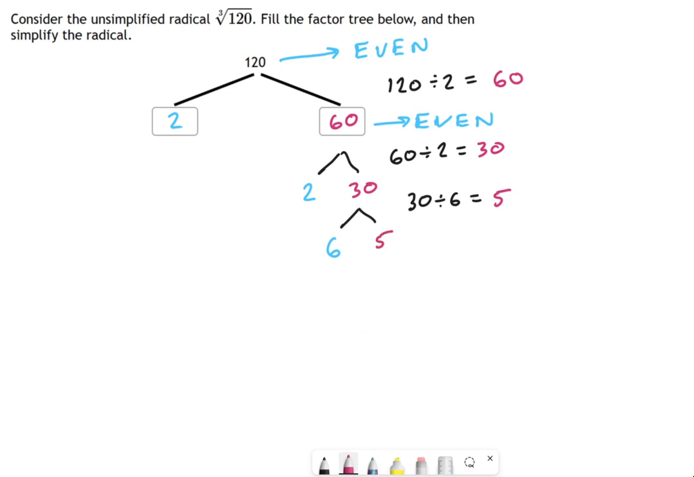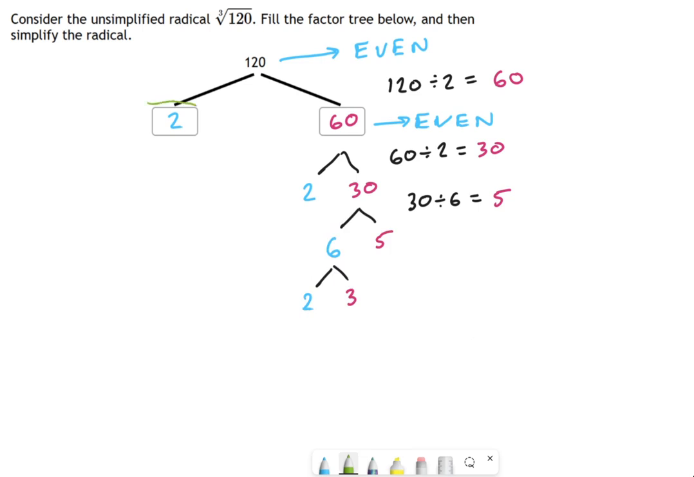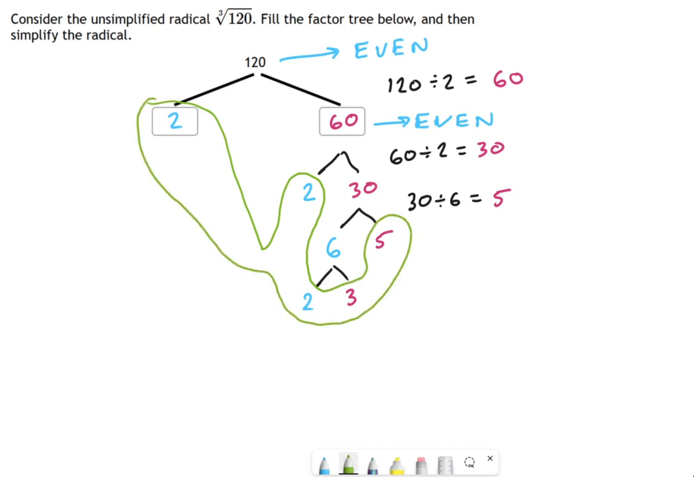I'm not done yet because 6 is not a prime number. 2, 2, 5, those are all prime numbers, but 6 still has some work we can do with it. So I can divide 6 by 2 because it's an even number, and 6 divided by 2 makes 3. Now the factor tree is done. All that's left at the end of each branch is a prime number, and what I'm going to do is just make that really clear by circling all the primes. Oops, almost missed that one. Okay, so there we go. This is not my prettiest drawing ever, but you get the point. It's all prime numbers. I left out the 6 because that's not a prime.